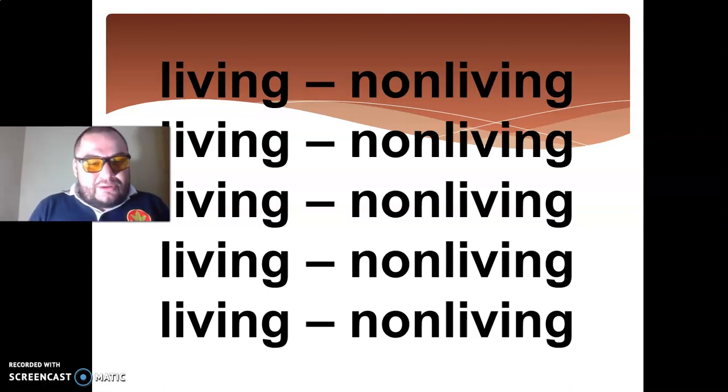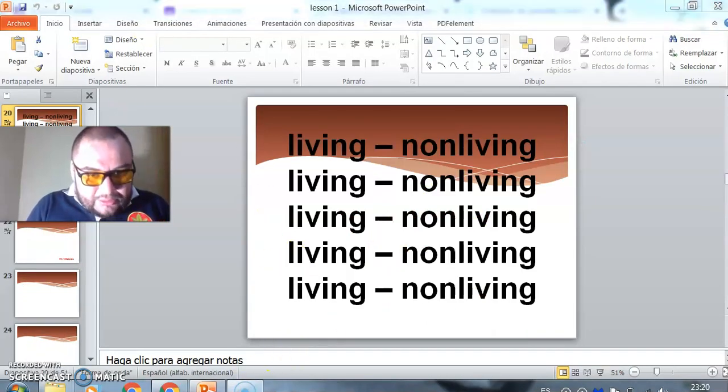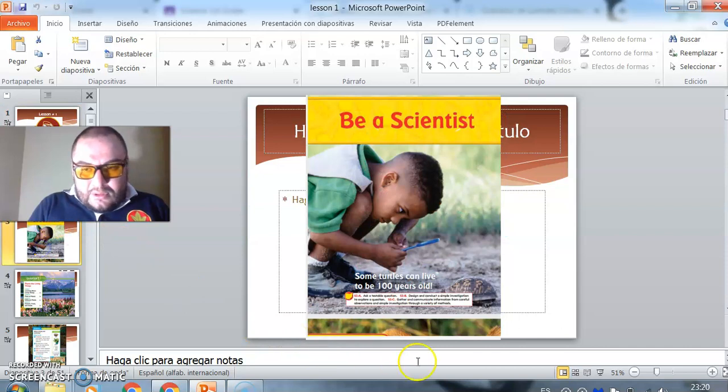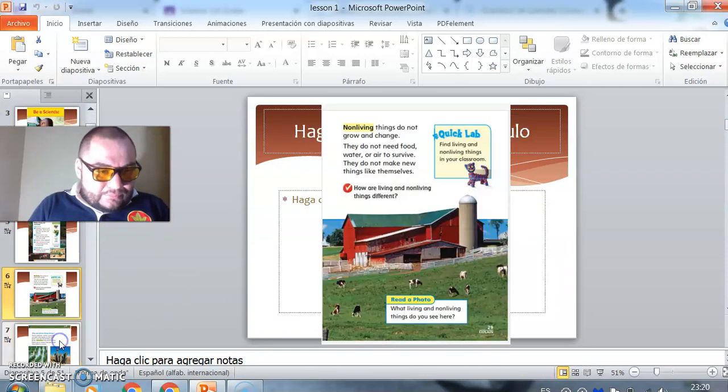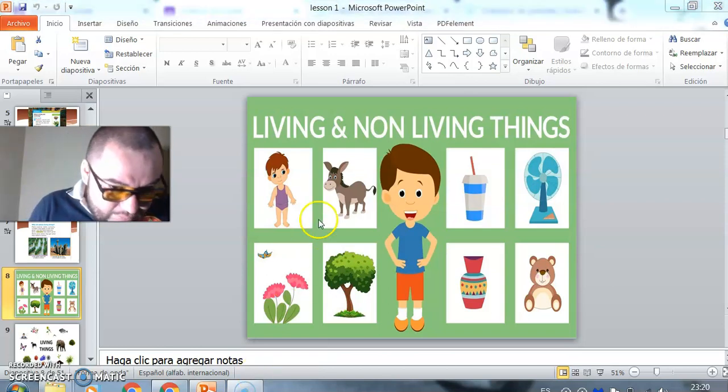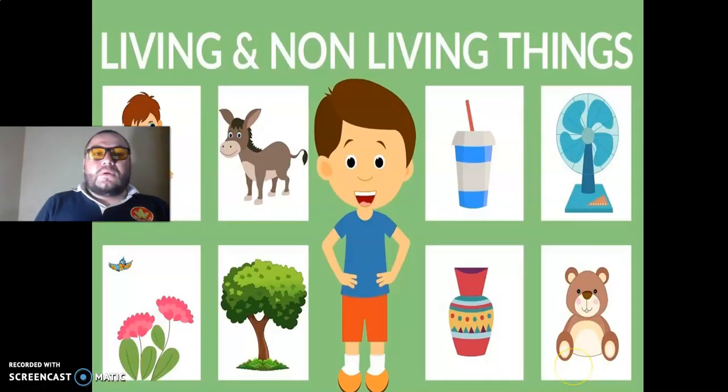Ok, repeat. Voy a hacer un repaso. I'm going to make a review. Okay, pay attention. We have to see the living and the not living things. Okay? For example, de nuevo, review. Living: these animals, the human, the plants, and the animals, right? Insects too. And not living: things that don't move, don't breathe, don't need water, and don't need to survive anything, okay?